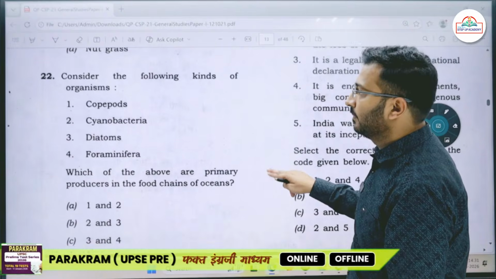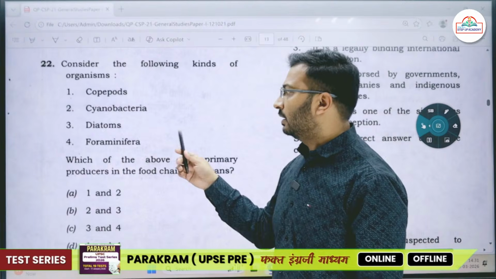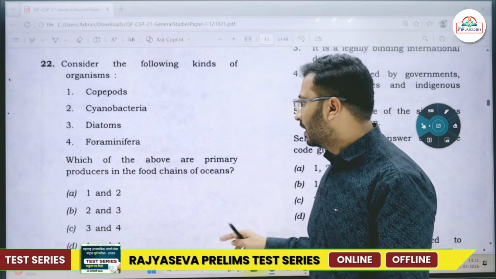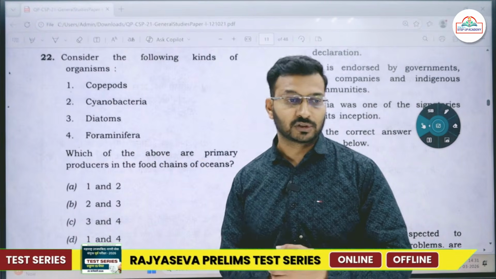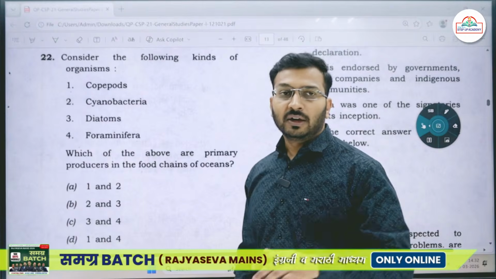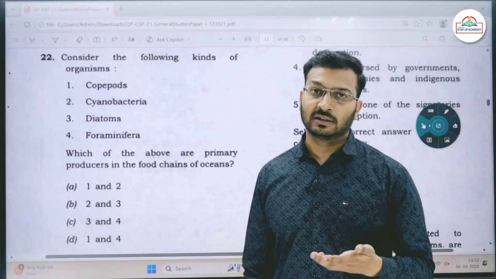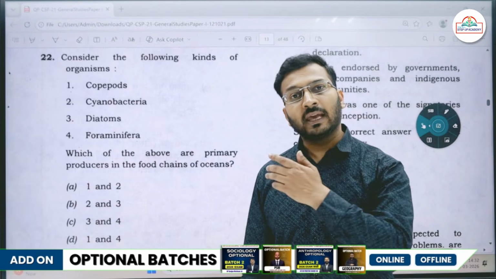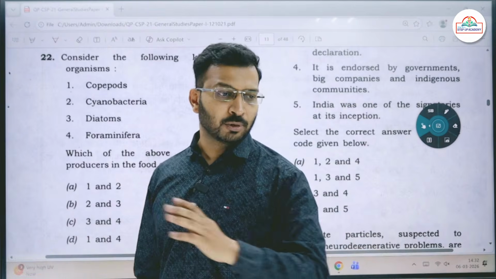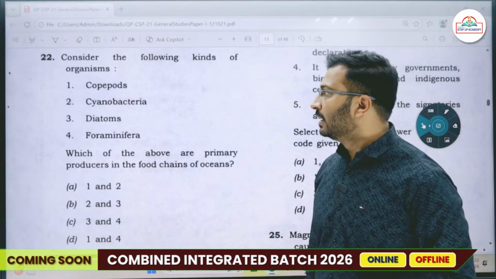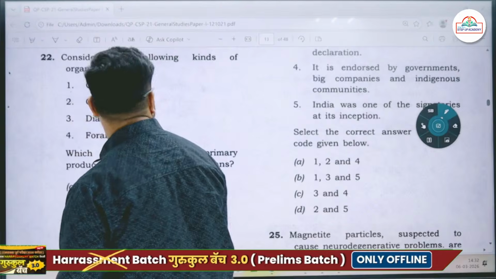Then next question, consider the following kinds of organisms: copepods, cyanobacteria, diatoms, foraminifera. Which of the above are primary producers in the food chains of oceans? If you have studied the environment subject very thoroughly, take any book with respect to environment, be it Shankar book, be it the PMF book, any book for environment you are referring to, you will always hear of two species, that is cyanobacteria and diatoms.